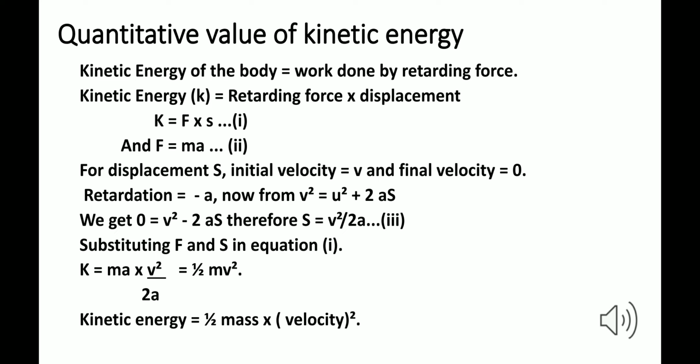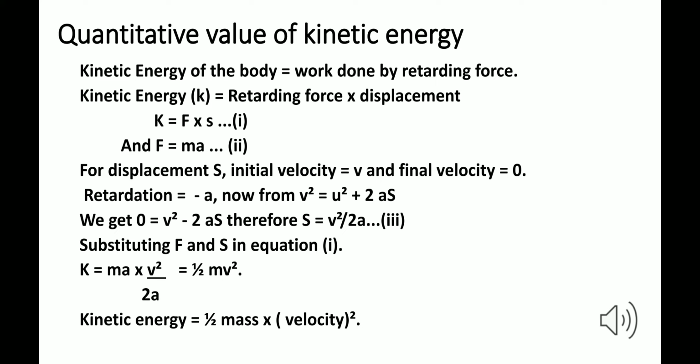So we assume there is a body which has mass m and is moving with velocity v. Mass is m and velocity is v. It is brought to rest by applying a constant opposing force F. So the body has been brought to rest by a constant opposing force F, and there will be retardation.